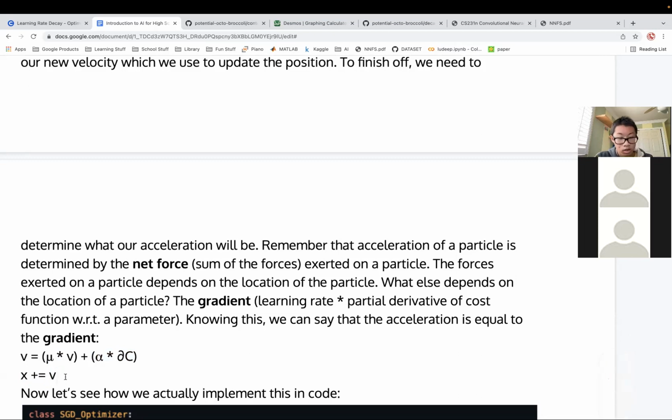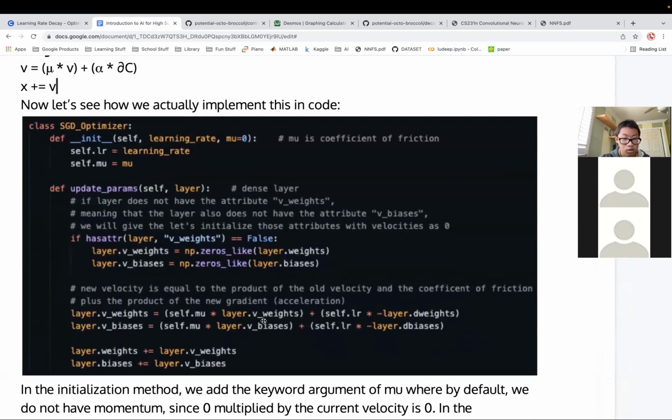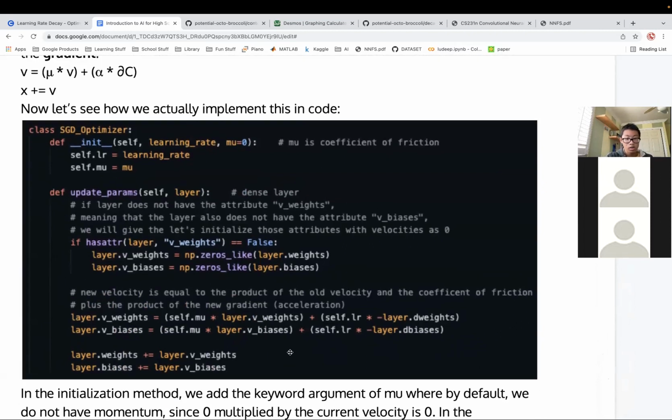Okay. So, Aiden, I'm gonna come back to you after I show him the code. So just study this piece of code.